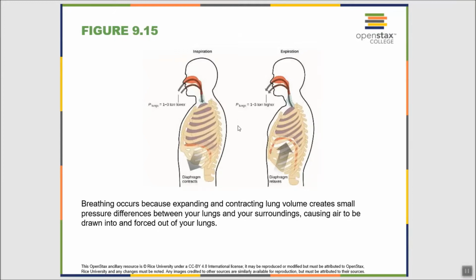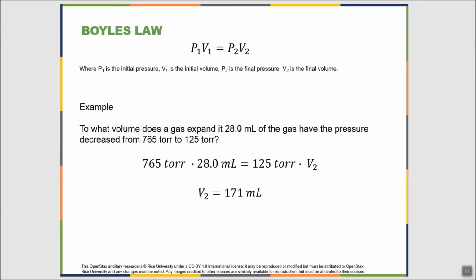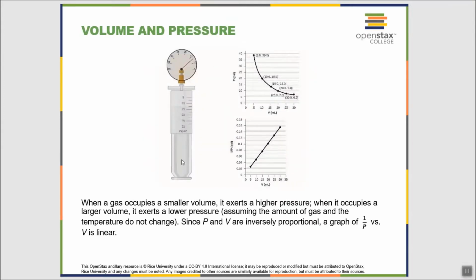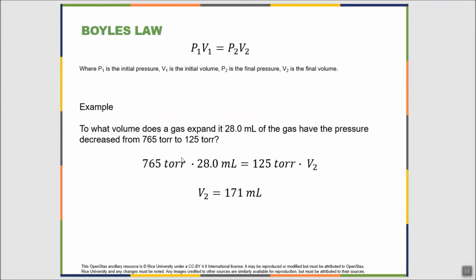And we can explain this in terms of Boyle's Law. And Boyle's Law is P1V1 equals P2V2. Note what we're keeping constant. We're keeping the temperature constant, and we're keeping the amount of gas constant if it's an example like this. We don't change the amount of gas in the syringe.